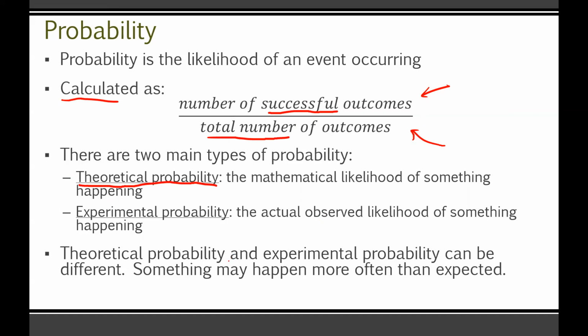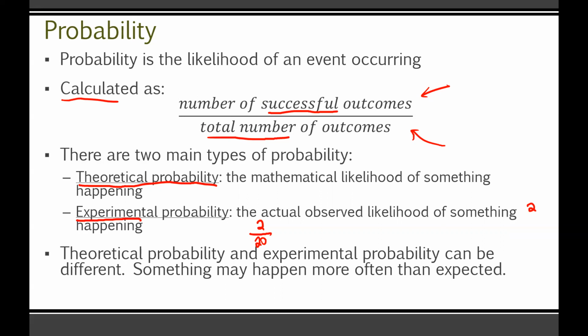Experimental probability is the actual observed likelihood of something happening. In other words, in order to have an experimental probability, as the name would suggest, you would need to have done an experiment already. So if you did an experiment, and let's say you did 20 trials, and out of those 20 trials, you saw that 2 of the trials were a success, then you would say the experimental probability is 2 successful trials out of a total number of trials of 20, right? That would be your experimental probability. Now, your theoretical probability could have been something totally different, but it is what it is, right? So something may happen more often or less often than expected. It is all up to chance after all.